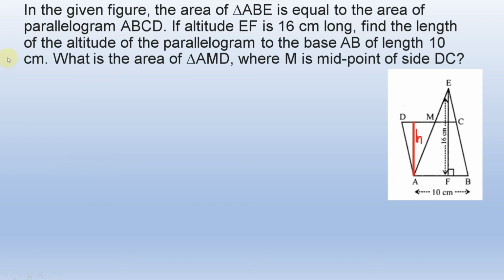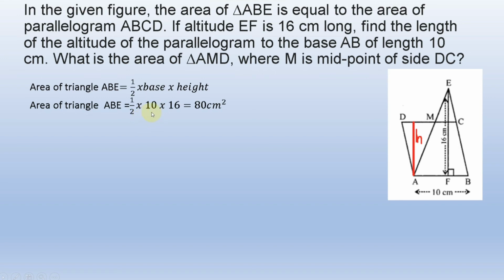The next question is this. In the given figure, the area of triangle ABE is equal to the area of the parallelogram ABCD. So here the first thing we need to calculate is the area of this triangle. Now the area of this triangle can be calculated as half into base, which is AB, and height, which is EF, already given. So area of triangle ABE will be half into base into height, or I can write half into 10 into 16, that is 80 centimeter.